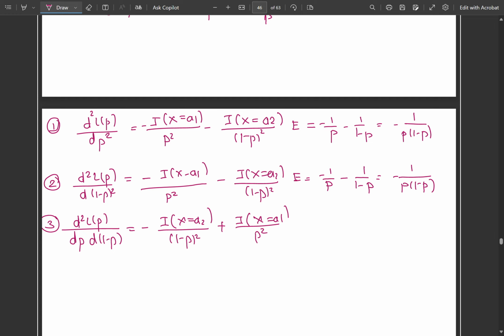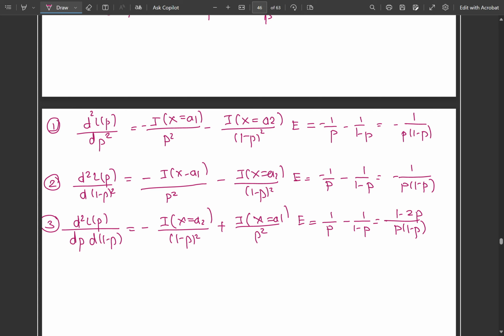Now for this off diagonal term, it's going to be different. We all know that. And the expectation is 1 over p minus 1 over p, which equals 1 over p(1 minus p). Now we have completed our calculation.